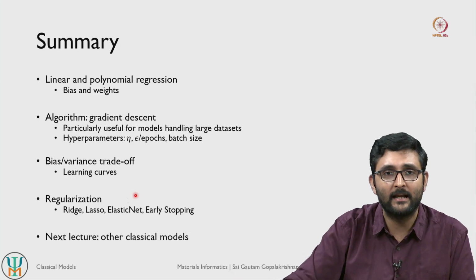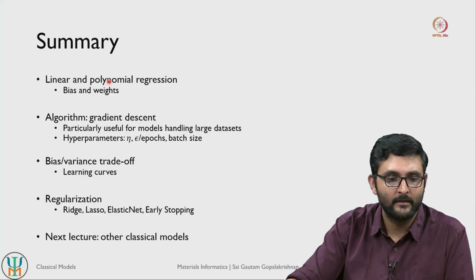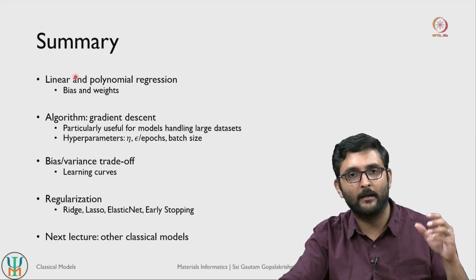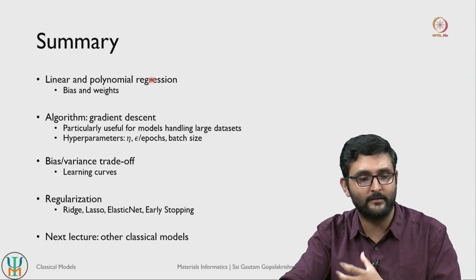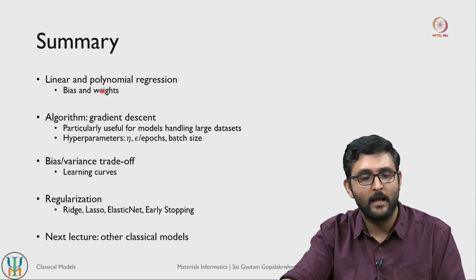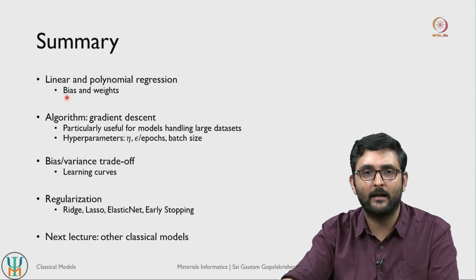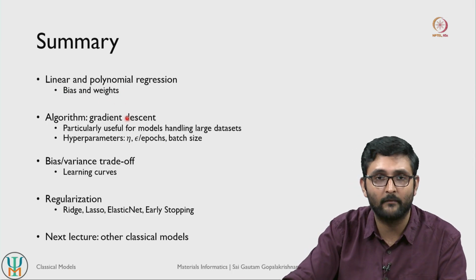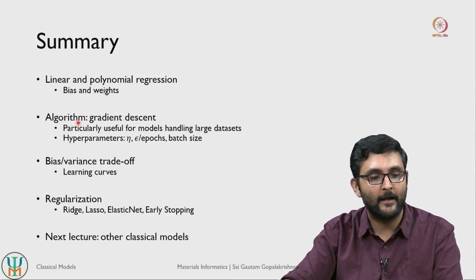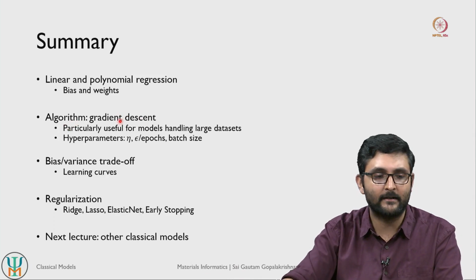Okay, so with that I will summarize today's lecture. We looked at both linear and polynomial regressions. In this specific lecture itself, we looked more at polynomial regressions and how bias and weight terms contribute to both of these ways to do regression. We did look at gradient descent as an algorithm.